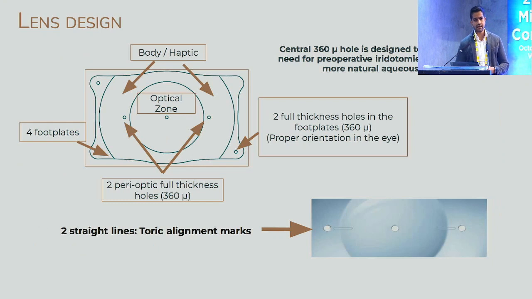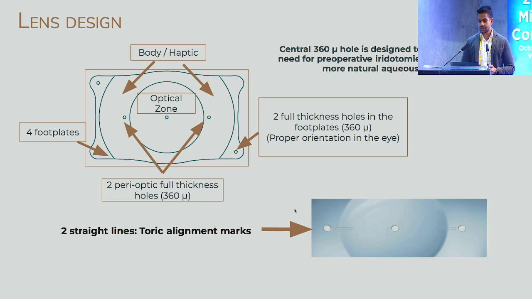So this is what the lens design looks like in the ICL. The ICL basically has a body and it has haptics. So basically we have the three holes here in the center, which is about 360 microns each. This hole basically allows a more natural aqueous flow, and it also eliminates the need for any peripheral iridotomies. And as you can see the foot plates, there are two holes in the foot plates. This basically gives you a proper orientation of the lens inside the eye.